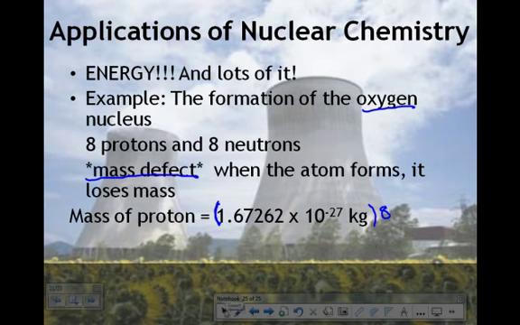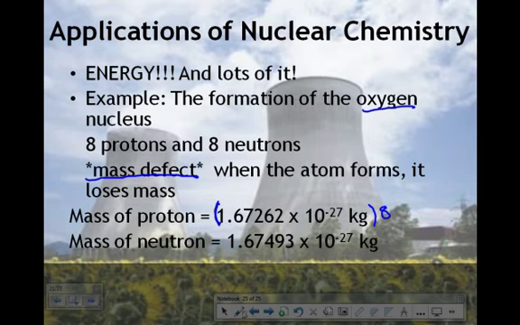All right, so get your calculator and multiply this through: 1.67262 times 10 to the minus 27 kilograms times 8 protons per oxygen atom. Now let's do the same for the neutrons. The mass of a single neutron is 1.67493 times 10 to the minus 27 kilograms. So it is slightly larger than a proton, because remember, the neutron can break down into a proton and an electron. Remember that in the neutron or the electron capture? So the neutron's a little bit heavier than the proton.